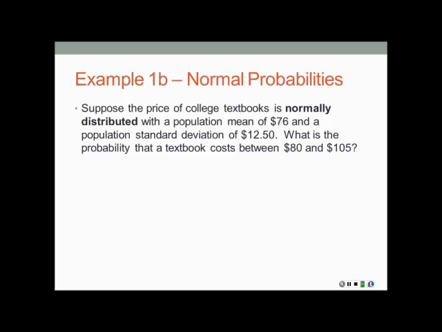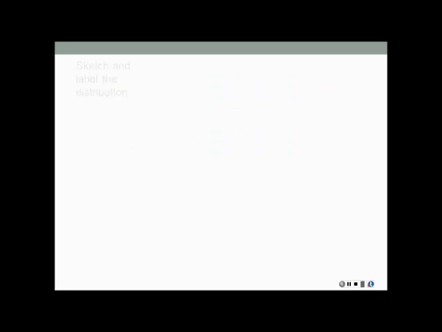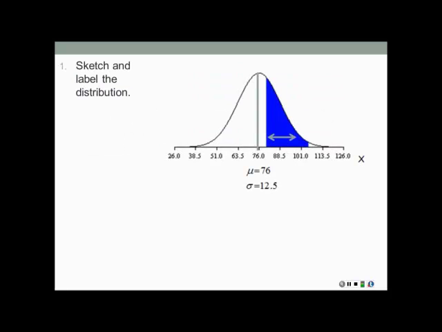Still have that normal distribution with a mean of 76 and a standard deviation of 12.50, but now we want to find the probability that a textbook costs between 80 and 105. Again, we start with a sketch of the distribution. Mean of 76, sigma of 12.5, x is the label on the x-axis, and we're going from 80 to 105. So we're looking for this shaded area.